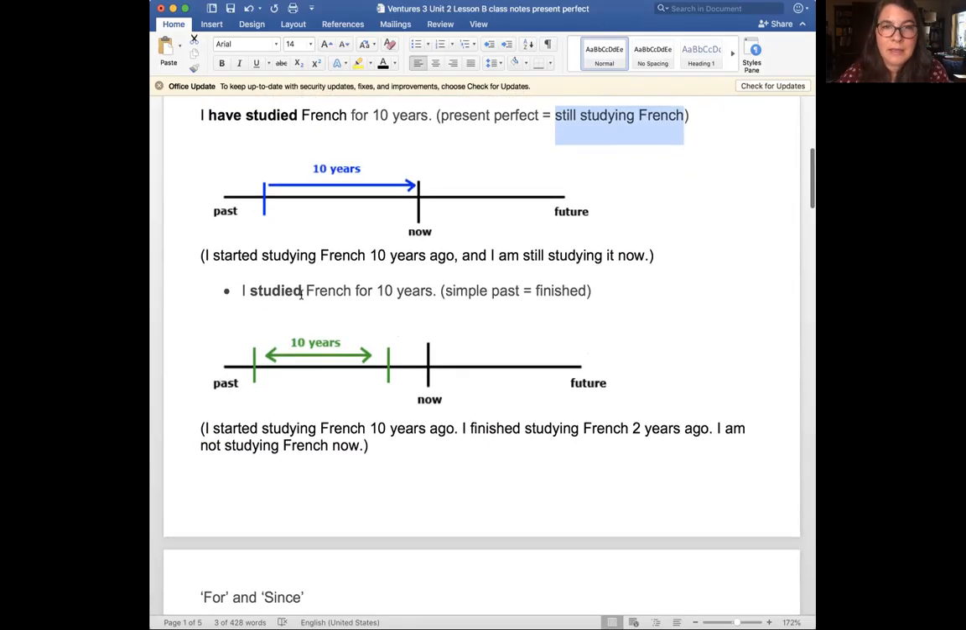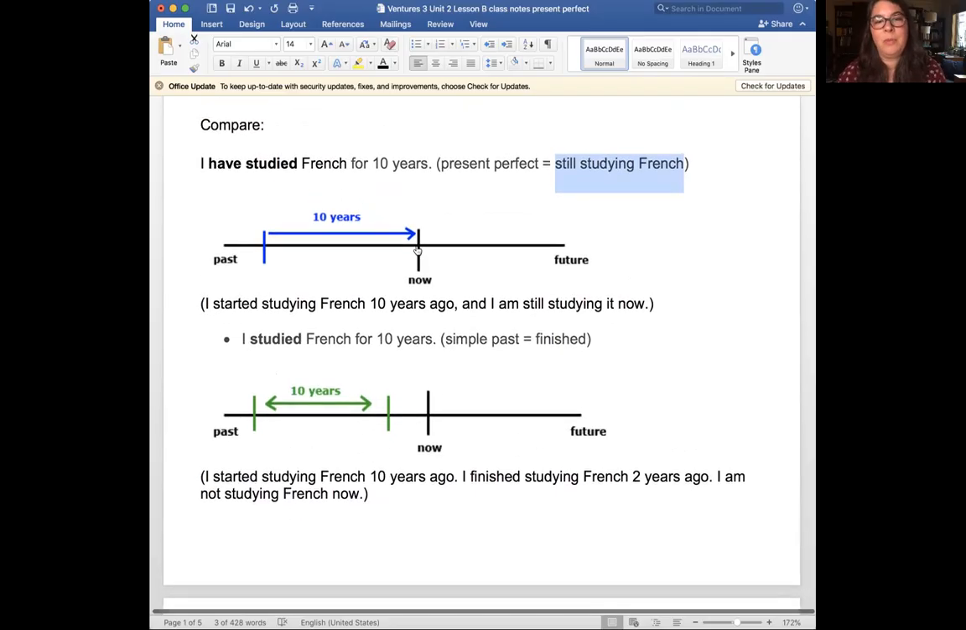But look at this, this is different. I studied French for 10 years. This is the simple past, which means finished, over, complete. Here's the 10 years of studying French. Study, study, study, and then you stopped. And now is now. Okay? You're not still studying. I started studying French 10 years ago. I finished studying French 2 years ago. I'm not studying French. So again, this right here is the important part.